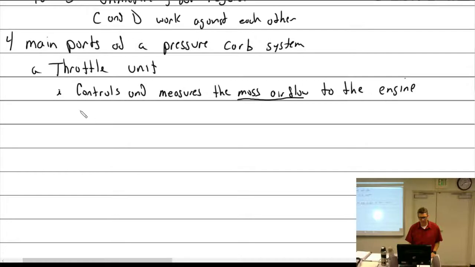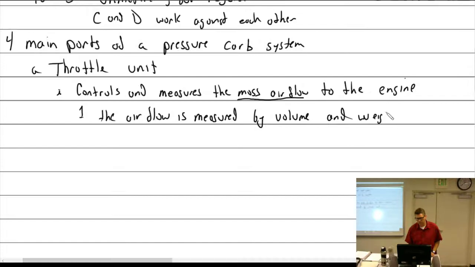Impact tubes and Venturi. Yes, so that's the airflow. The airflow is measured by volume and weight. So volume is the suction and weight is the impact. I don't know if that's true at all. I just kind of look at it as the two things together. That's how I look at it. I may be completely wrong on that, but it works enough to get the theory going.